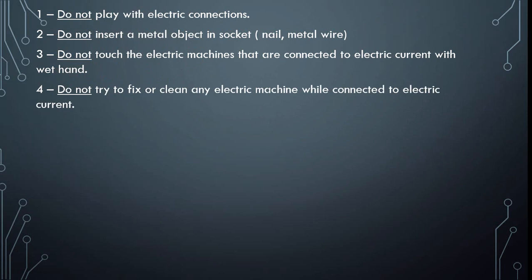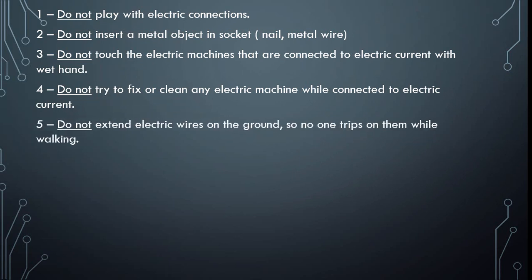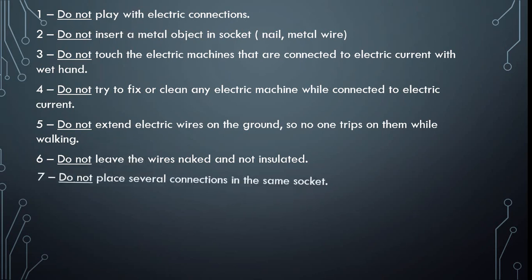Number 4, do not try to fix or clean any electric machine while connected to electric current. Be sure that they are unplugged or disconnected from the electric current. Number 5, do not extend electric wires on the ground so no one trips on them while walking. Number 6, do not leave the wires naked and not insulated. We must cover the wires with a good insulating material like plastic or rubber, and not leave the wires naked.